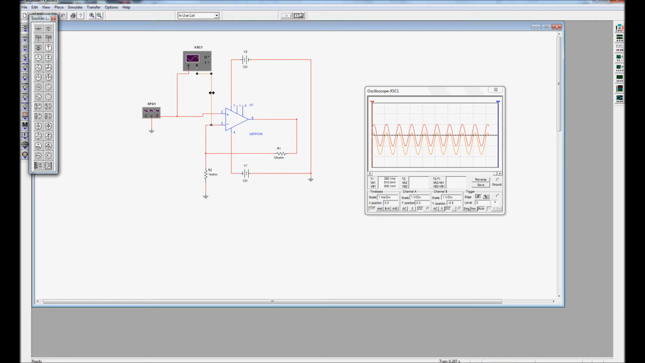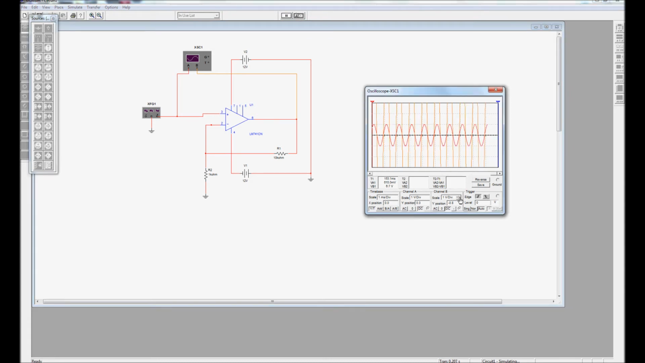Swapping about the oscilloscope, the output, however, has become much larger. And when we scale it and measure it, you can see it's become 11 times larger.